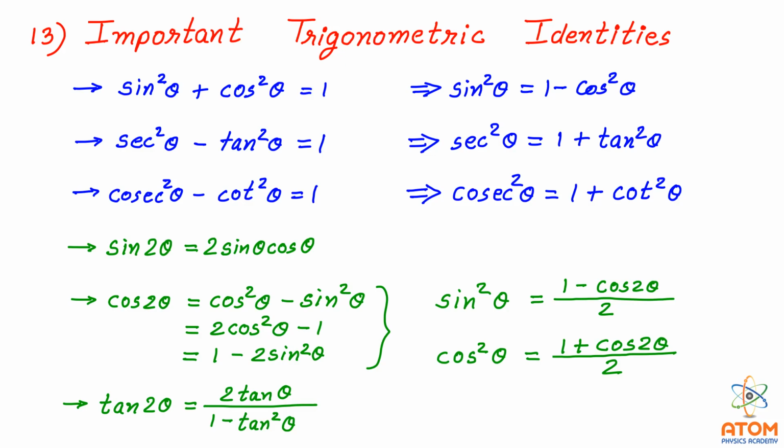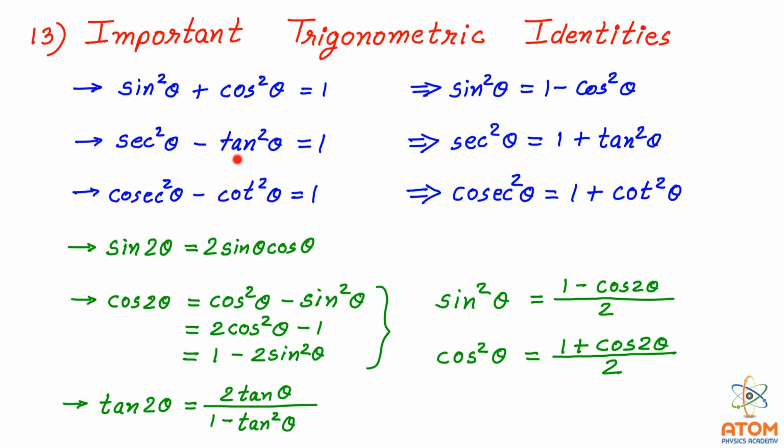In the last lecture, we have seen some basics about trigonometry. Now here let us see some important trigonometric identities. Some of them are already known by you. First is sin square theta plus cos square theta is equal to 1. From that we can write sin square theta is equal to 1 minus cos square theta.